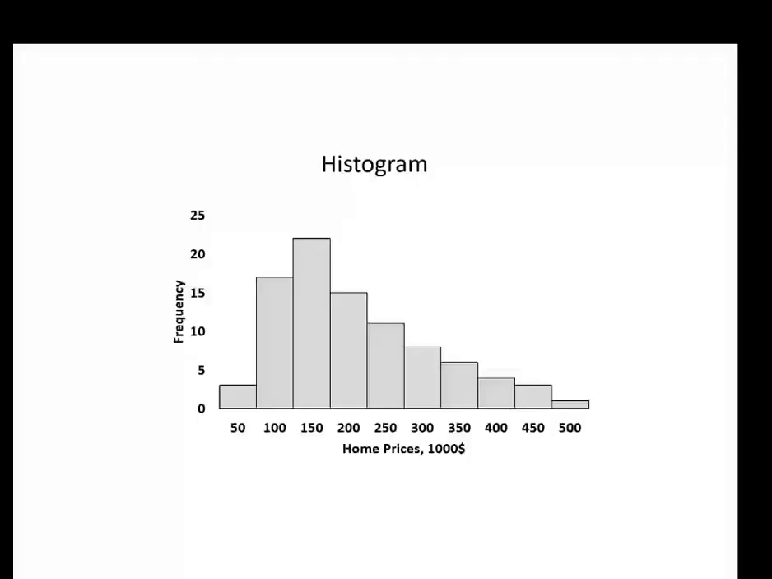A histogram is a bar chart with ordered categories. This histogram shows the frequency of houses by dollar value, with the value expressed as a range of hundreds of thousands of dollars. Histograms are commonly used in statistics to show a distribution of values.